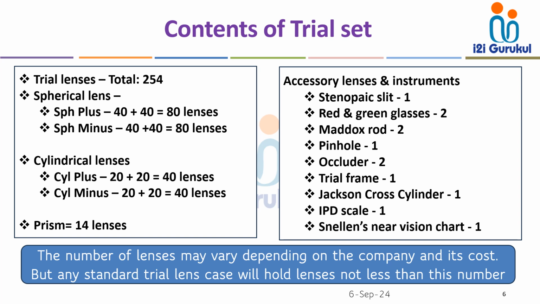The number of lenses may vary depending on the company and its cost, but any standard trial lens case will hold lenses not less than these numbers. Means a total of 254 lenses will be there in the standard trial set.